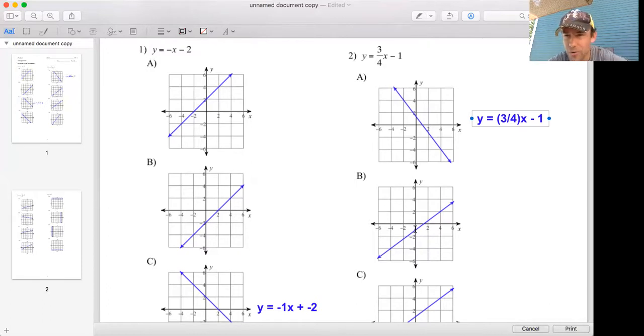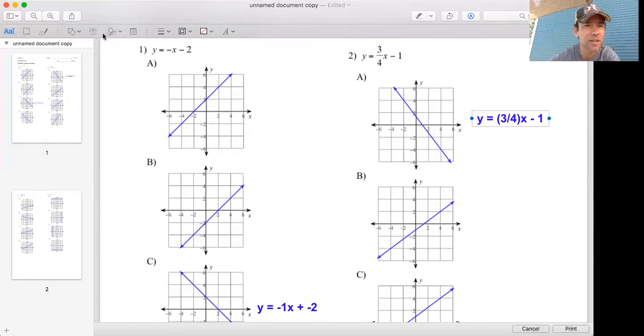So I'm at 1 right now. To go over 4 would mean, well, no, I'm at 0. Sorry, I'm at 0 right now. So I need to go over 4, and I want to be up 3. So if I go over 4, I would be here.